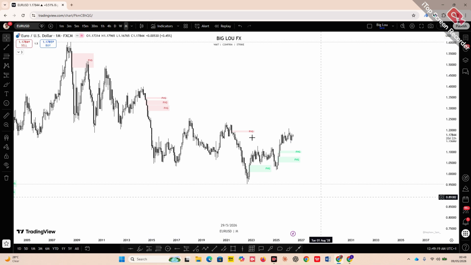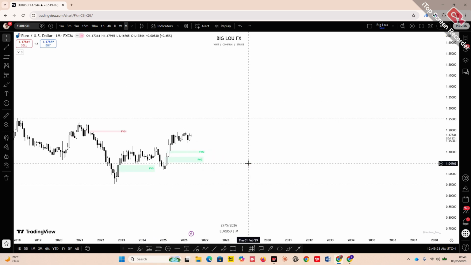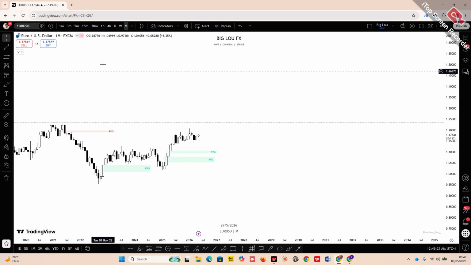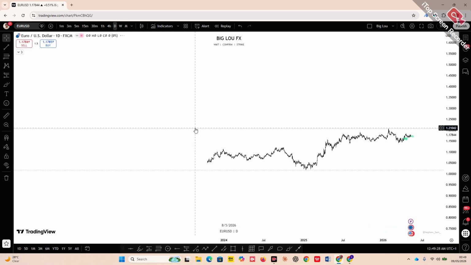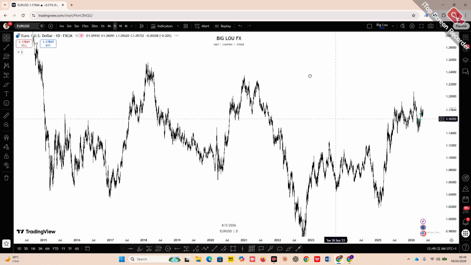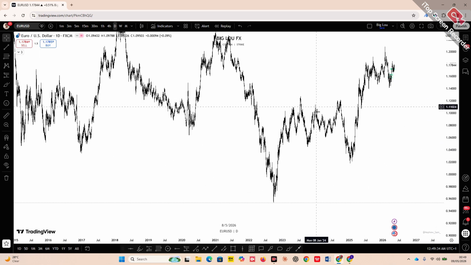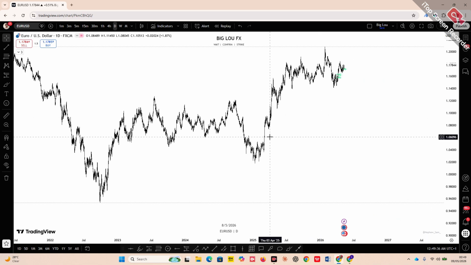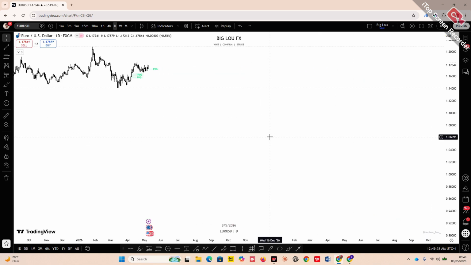So we cannot see it on the monthly time frame. Let's quickly just get into the daily time frame. Like I said, our daily time frame will be our time frame for bias. And we are focusing on what has been happening within the last 3 months.